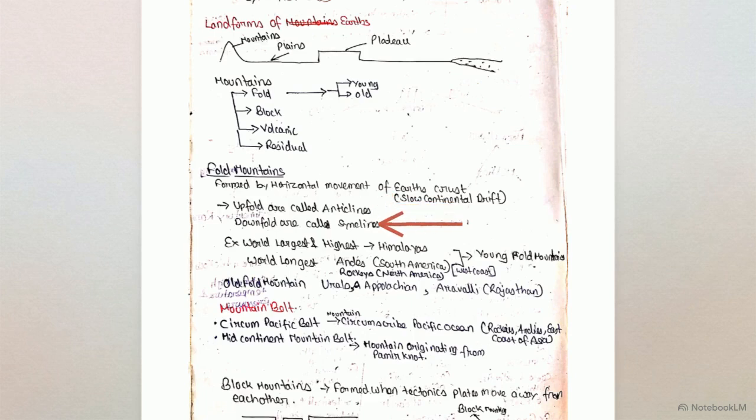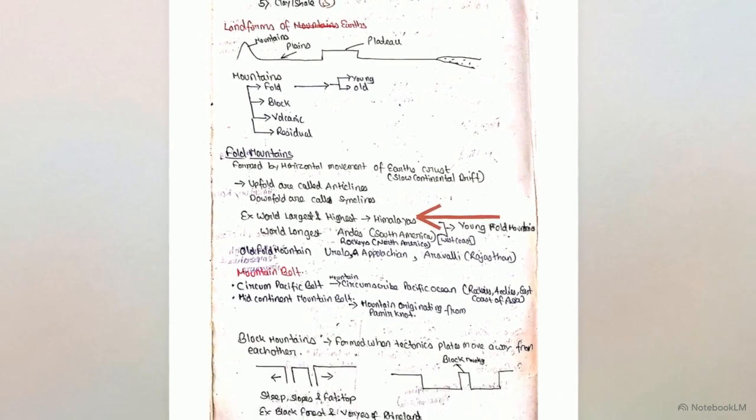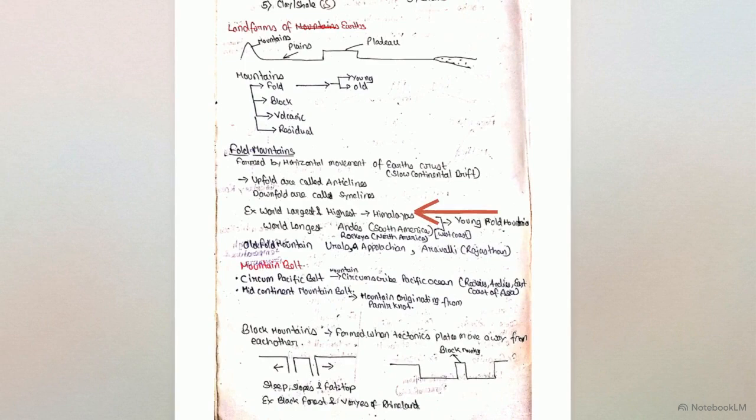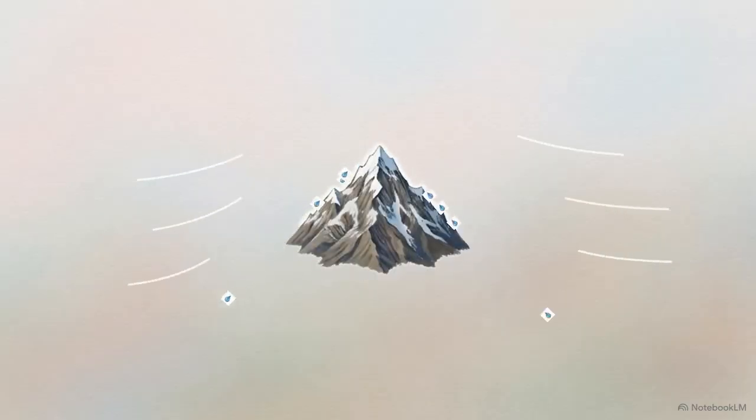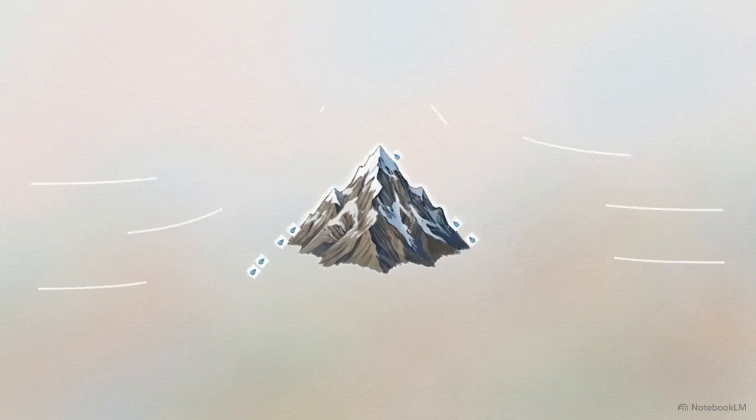On the top of your paper, use your brown pen to draw the Himalayas. Label them as young fold mountains. We map this rock layer first because tectonic activity builds the high ground. Every other force of nature we track from here must react to the shape of these mountains.